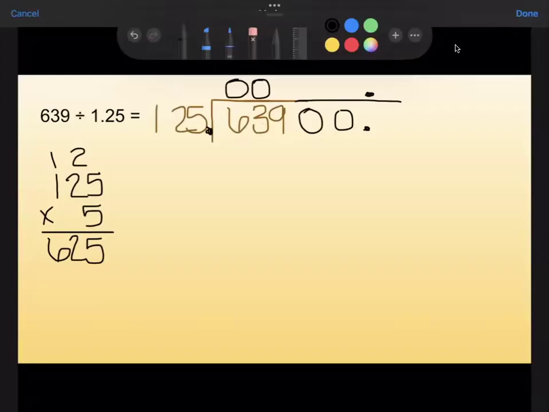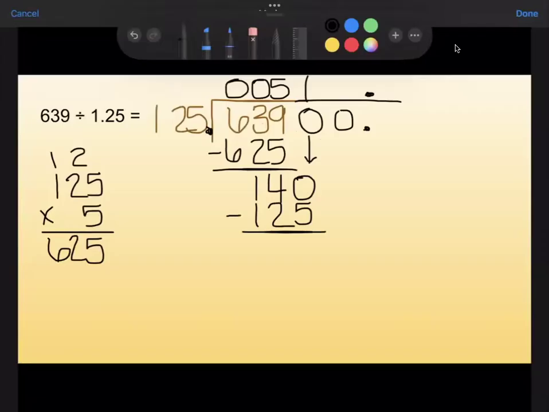So I'm going to go ahead and put a 5 up here, 625 here. When I subtract that, I should get 4 here and 1 here. So I've got 14 left over. Now I need to bring down this 0. Well, 125 is going to fit into 140 probably once. So I'm going to put a 1 up here, a 125 here. And then when I subtract those, I'm going to have to do a little regrouping. But when I do, I should end up with 15.